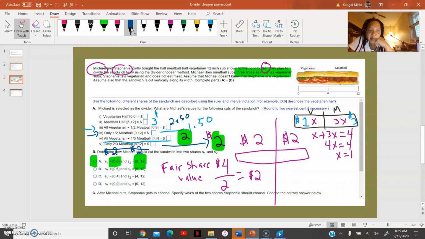Okay, so that's one example. Let's go on. There's more to this question. We'll do it in the next video. Now we've seen how Michael would cut. The next thing we want to look at is, after Michael cuts, which of these would Stephanie choose? That's what we'll look at in the next video. Would she choose the 0 to 8 or the 8 to 12? We'll do that in the next video.